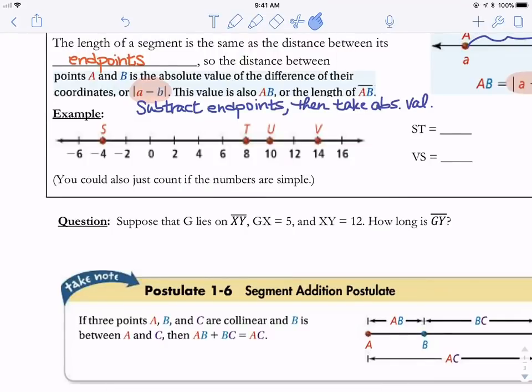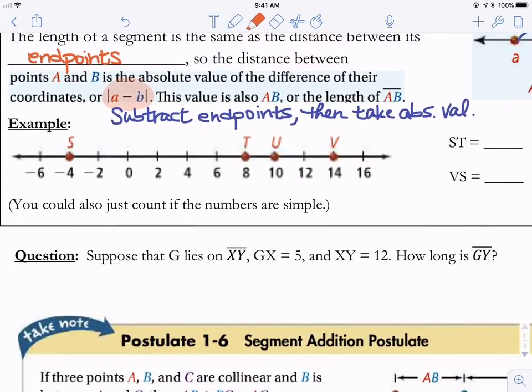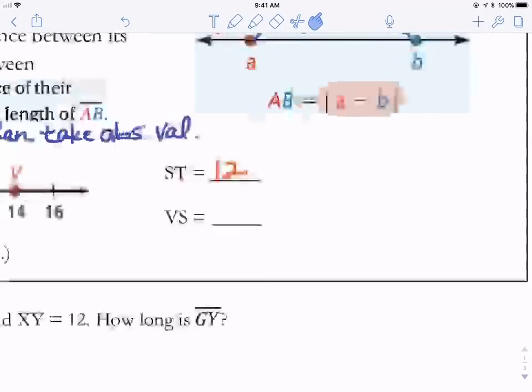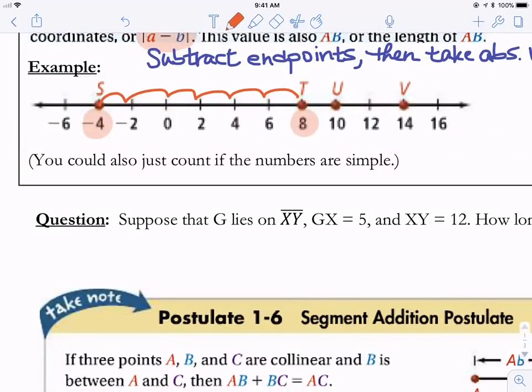Okay, so how long is segment ST? Well, here's S and here's T. So a couple ways to think about this. You can count. Now if you count, why is it wrong to do 1, 2, 3, 4, 5, 6? Well, because notice we're going by twos, right? So when you count by twos, you're going to have to go 2, 4, 6, 8, 10, 12. Now, how else can you get 12? Well, you might count and say, well, to the left of 0, we have 4, and to the right of 0, we have 8, so therefore that's 12. Like, that kind of makes sense, right?